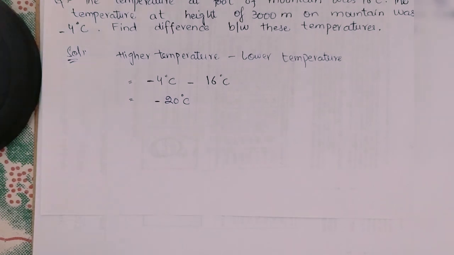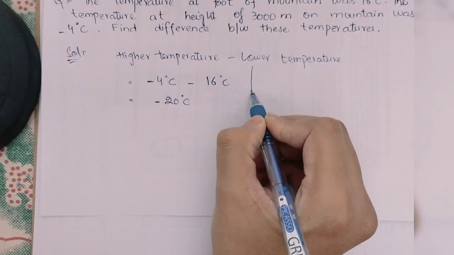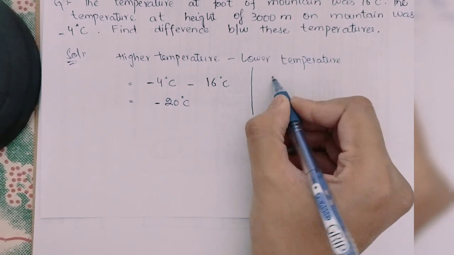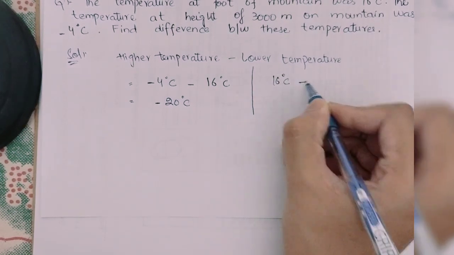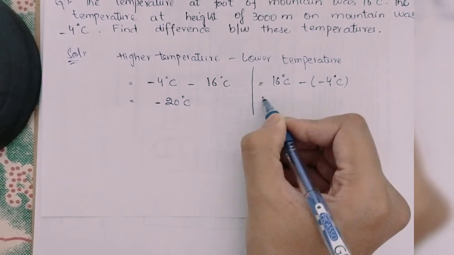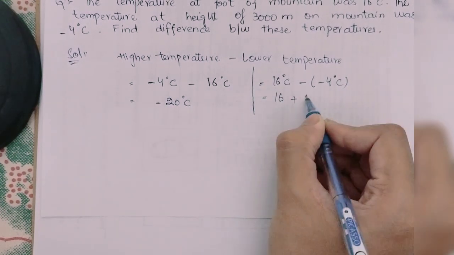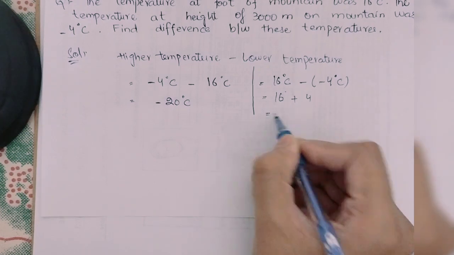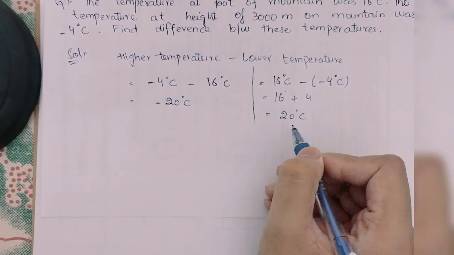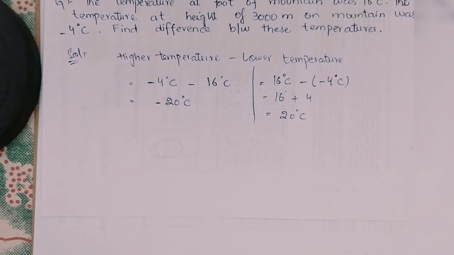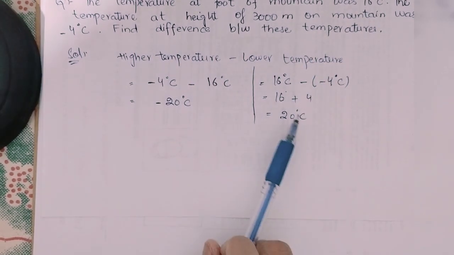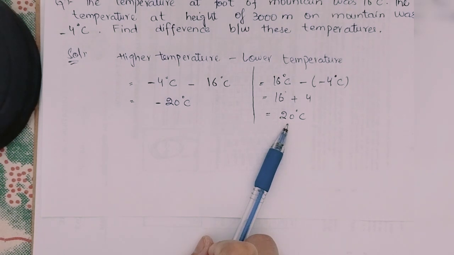But you can also do the question in this way: higher temperature, 16 degrees, minus lower temperature, minus 4 degrees Celsius, so it becomes 16 minus minus plus 4, which again becomes 20 degrees Celsius. You write 20 degrees Celsius, because you have to find the difference between the temperatures. So the 20 degrees Celsius is the difference.